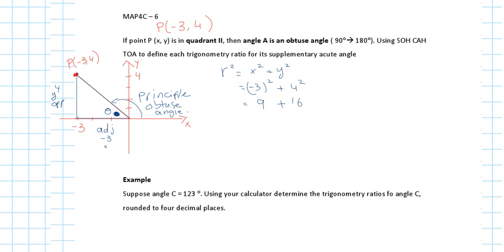Okay. Now, sine theta. What did we say sine theta was with respect to x and y and r? Sine theta was what? Opposite over hypotenuse, which is y over r, right? Which is 4 over 5. So is this positive or negative?